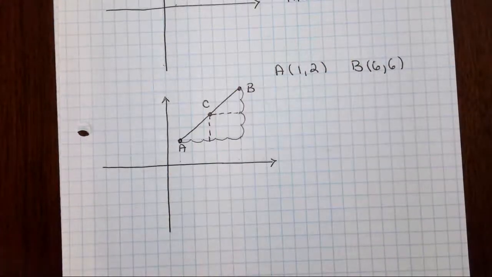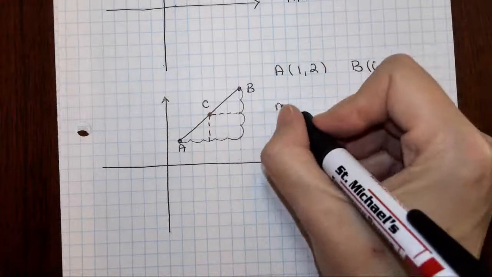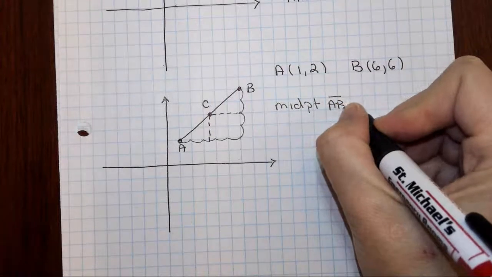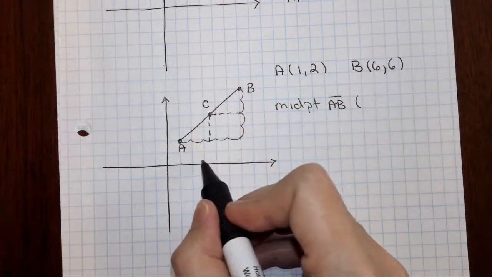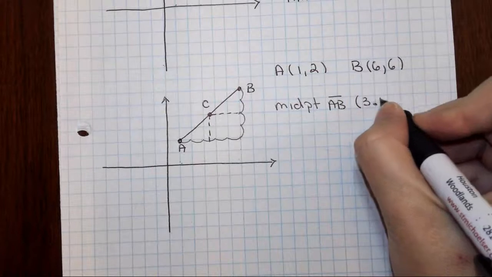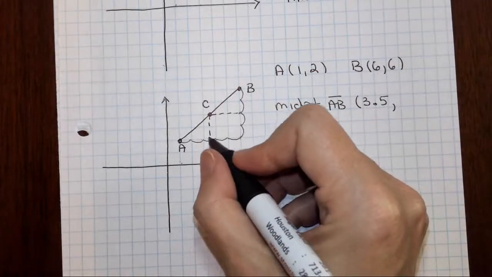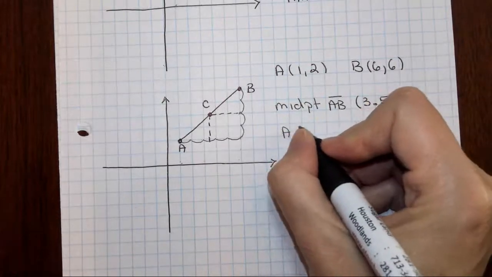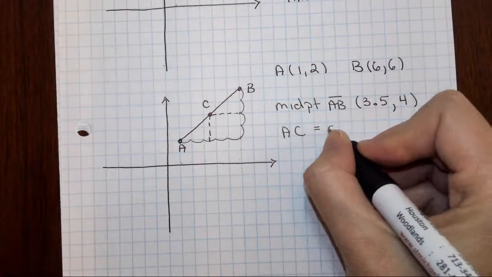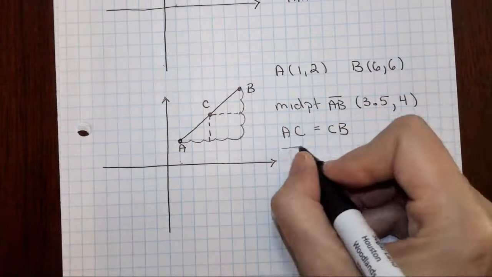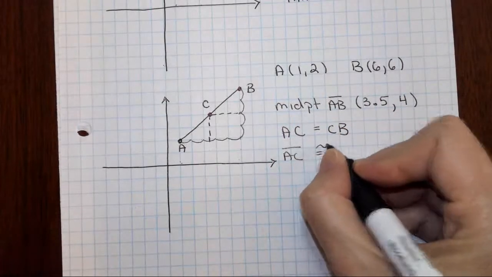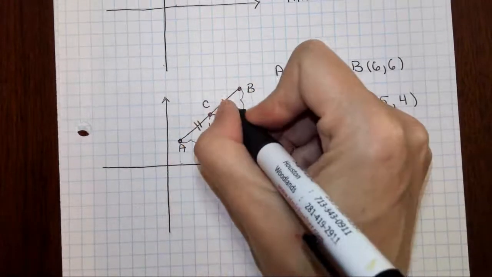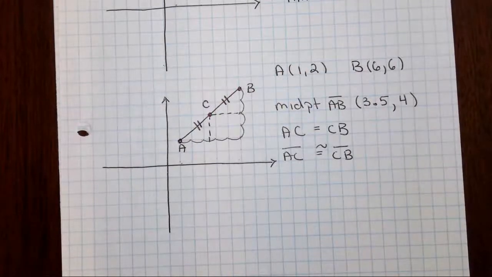So we have it a little bit different this time. The midpoint of our segment AB this time is going to be (3.5, 4). Again, we have the length AC equal to the length CB. And we know that segment AC is congruent to segment CB. These 2 segments are congruent to each other.